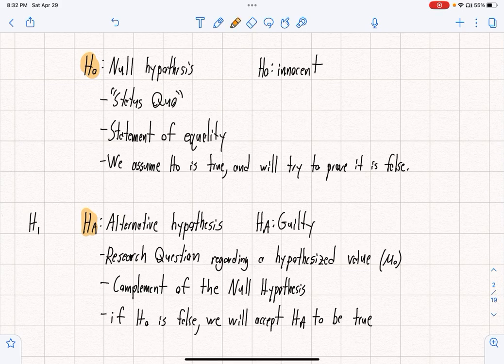And what we're trying to do is that if we can determine that the null hypothesis is false, then we will accept the alternative hypothesis to be true. So we're assuming someone to be innocent, and we're trying to show that they are truly guilty, in which case we would reject innocence and accept that they are guilty.